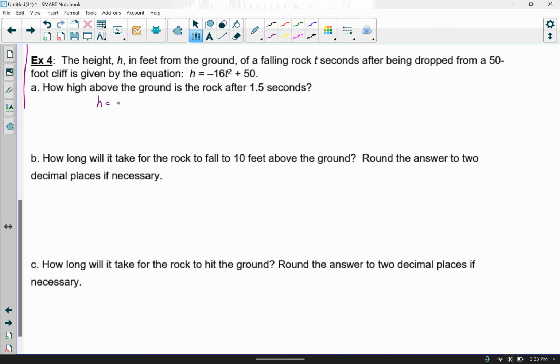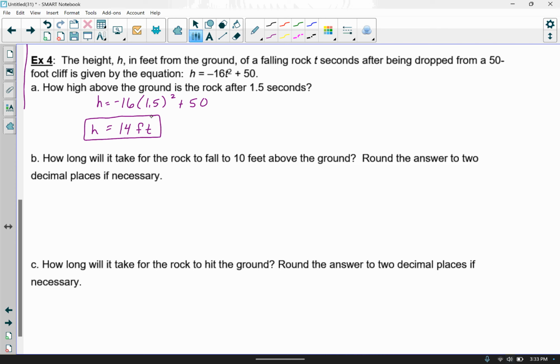So h equals negative 16. I have a time here, so I'm going to plug that 1.5 in for my t. So 1.5 squared plus 50. And then you can just put this in your calculator all at one time, and you should land at 14, height measured in feet.